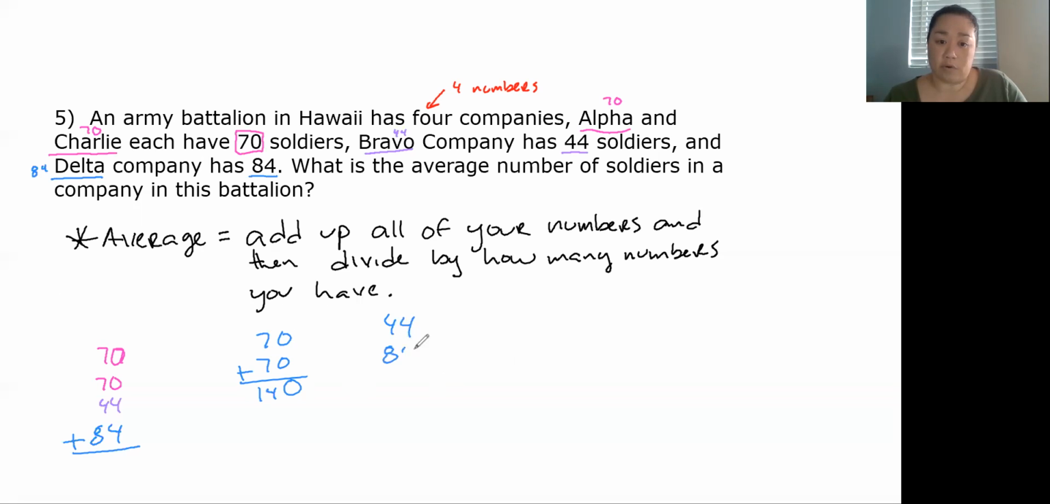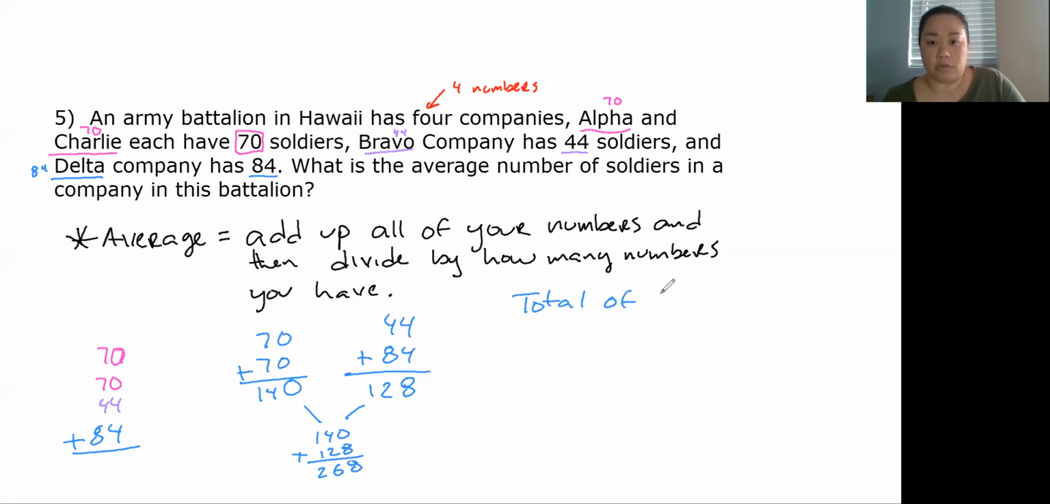44 and 84, adding these guys up. 4 plus 4 is 8. 8 plus 4, 8, 9, 10, 11, 12. Okay. Don't forget to add them though. 140 plus 128. 8 plus 0 is 8. 4 plus 2 is 6. 1 plus 1 is 2. So that means I have a total of 268.